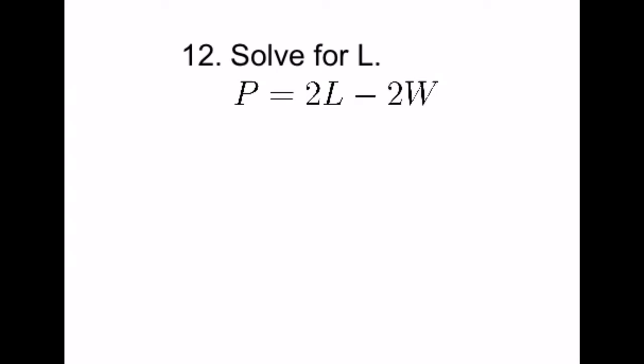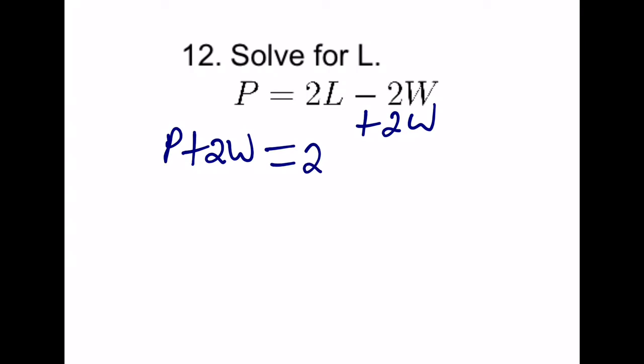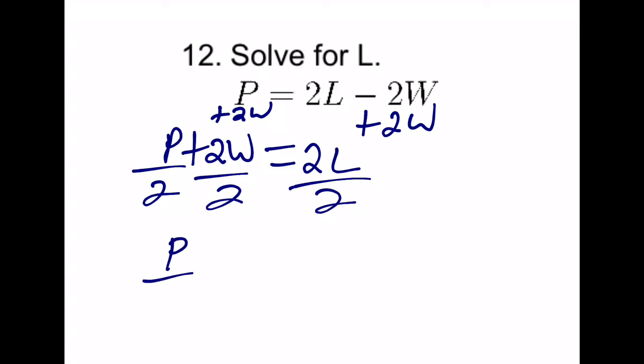Number 12, to solve for L, we're going to add 2w to both sides, so we get p plus 2w is equal to 2L. Since when you take p plus 2w, they're not like terms, you can't combine them. When we divide everything by 2, we get p over 2 plus w, as that cancels out, is equal to L.